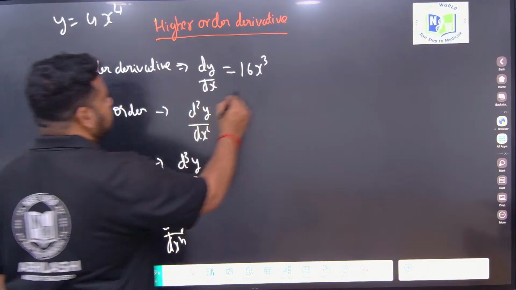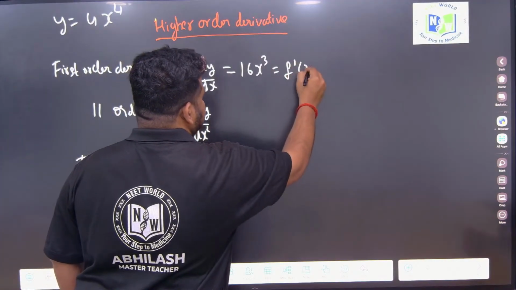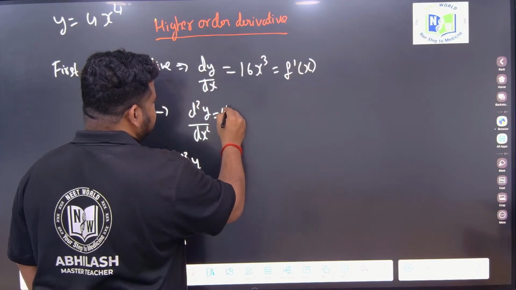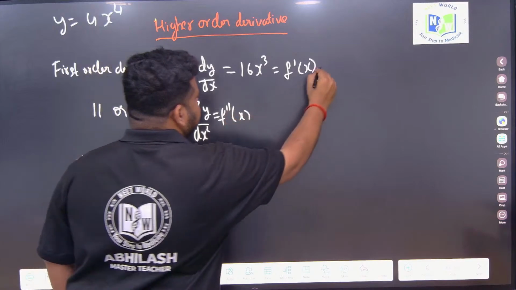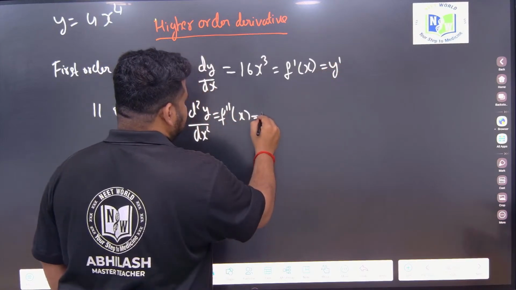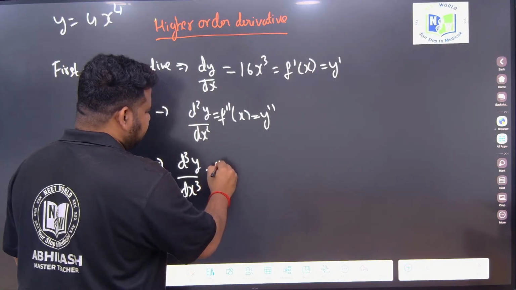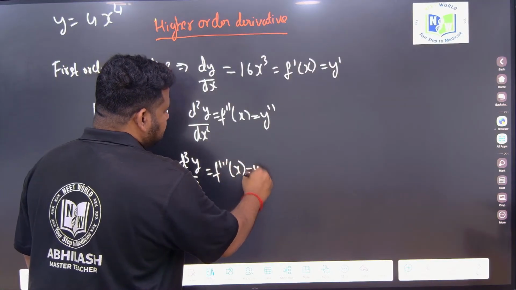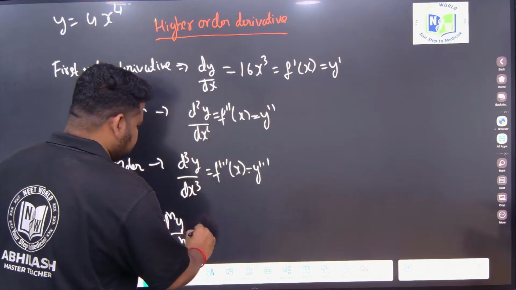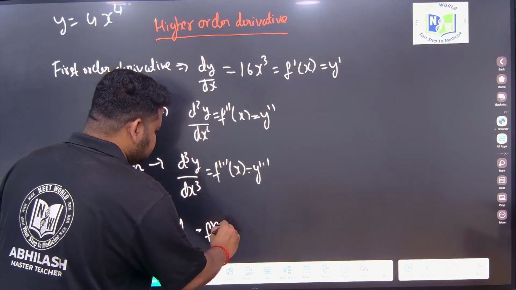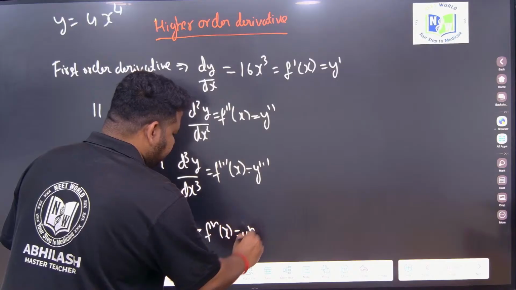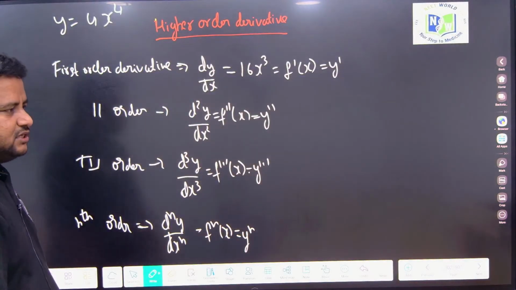It is also called f dash of x, f double dash of x, or y dash, y double dash, or f triple dash of x, y triple dash. The nth one is also called f power n of x, or y power n, y n. That is how we write it.